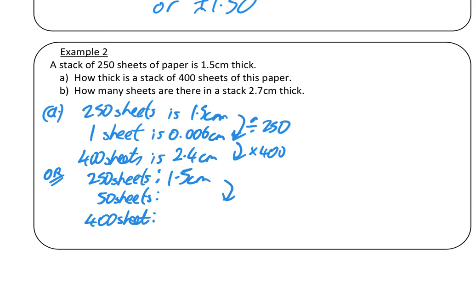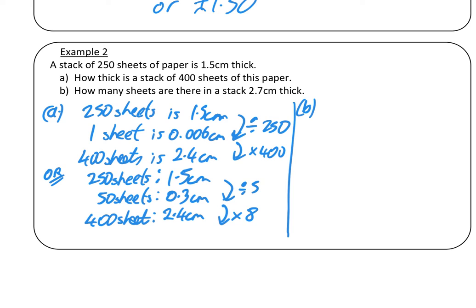How I would get from 250 sheets down to 50 is by dividing by 5. And then how I get up from 50 sheets up to 400 is by multiplying by 8. So 1.5 divided by 5 would be 0.3 centimeters, and 0.3 centimeters times 8 would be 2.4 centimeters. So maybe a slightly nicer way of doing that question.